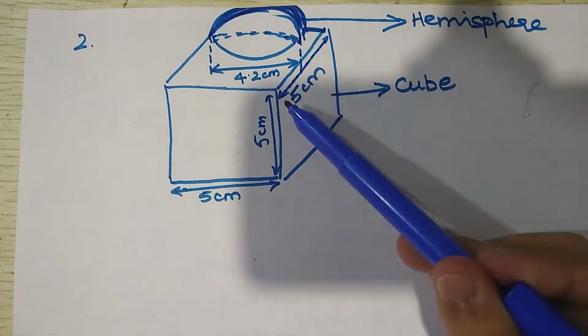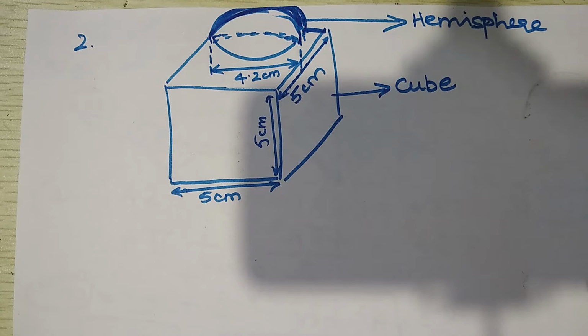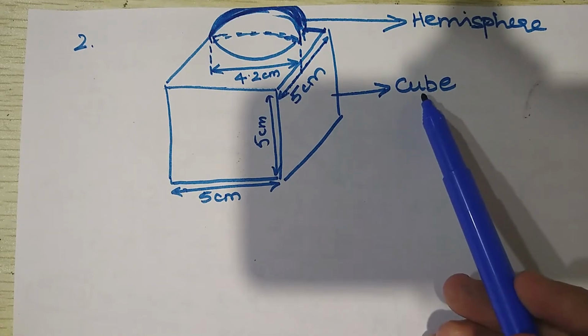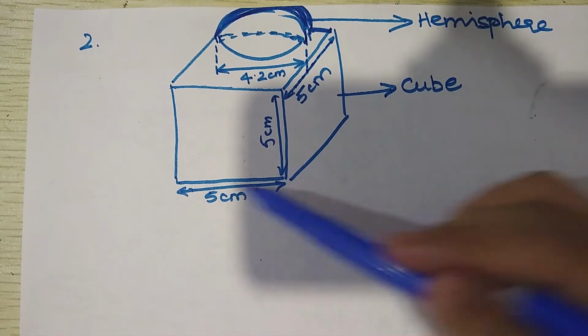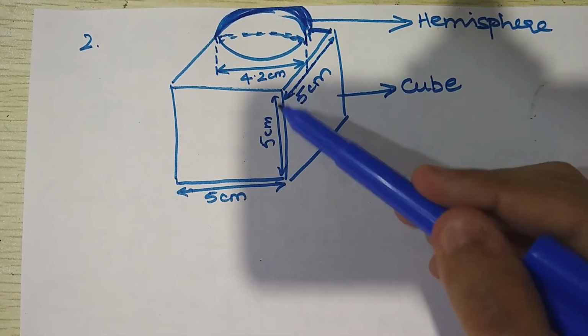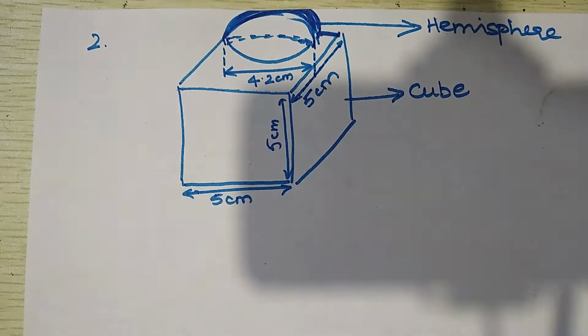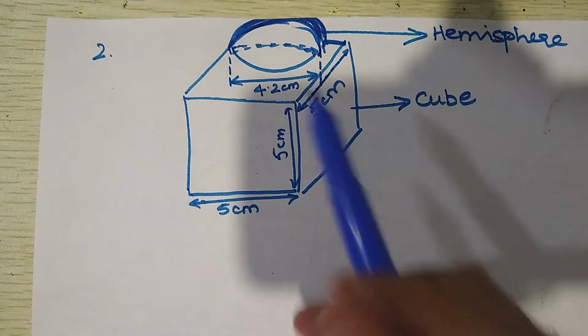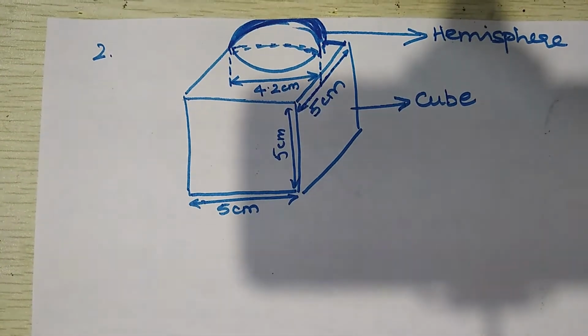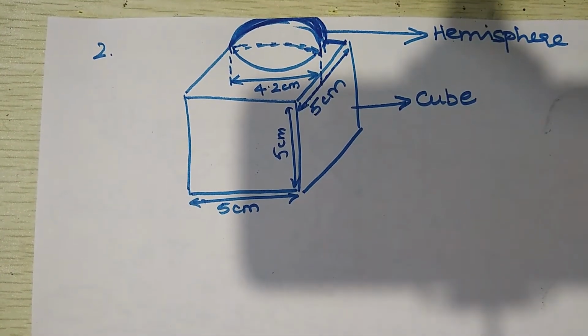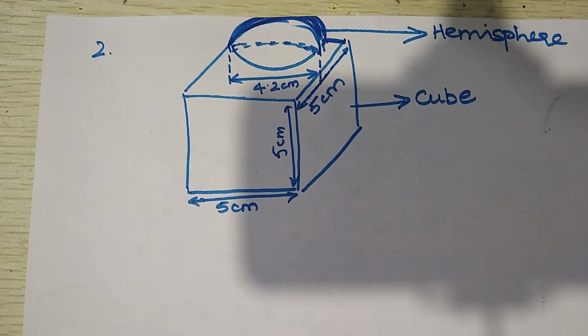The cube has edges of 5 centimeter. So, a cube is something like a 3D image of a square on all sides. So, the edge will be the same everywhere. So, it's 5 centimeter, 5 centimeter, 5 centimeter everywhere. Length, breadth, height. Then we have the hemisphere. Hemisphere is half of a sphere. If you cut a ball into half, it will give you two hemispheres.